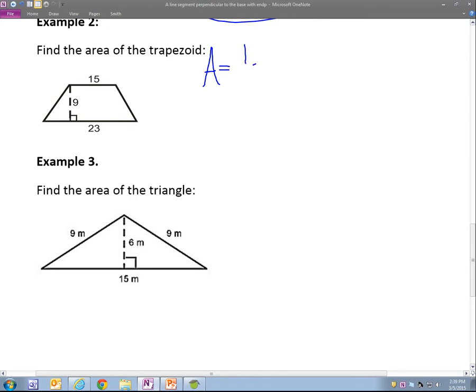1/2, good. Is there anything else to add to that? H. Okay, 1/2 h multiplied by a plus b. Thank you very much. Sam, can you tell me what is A and B in this situation according to the definitions that you wrote on the other side of this page?